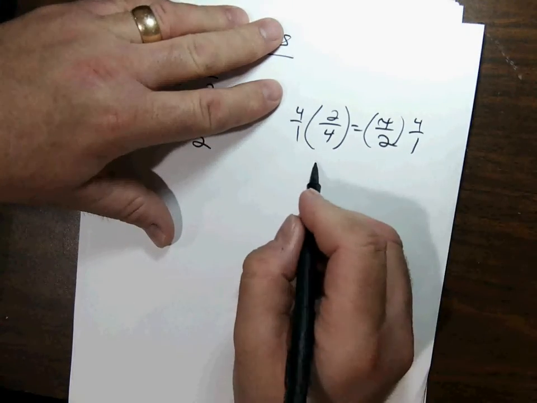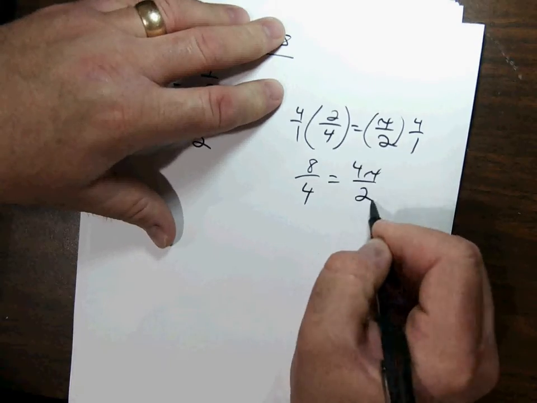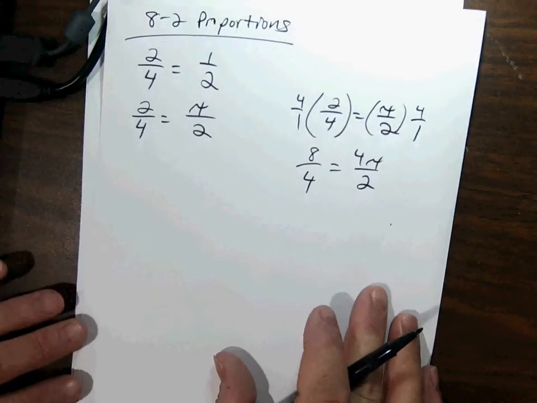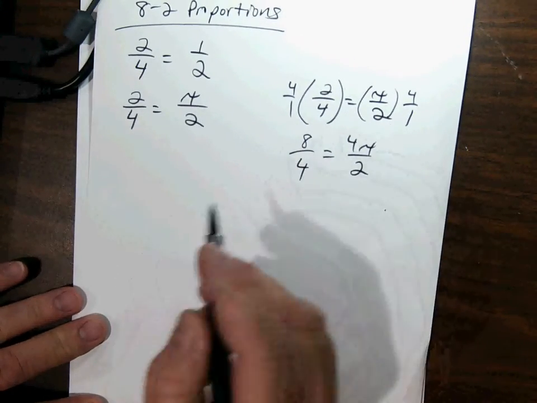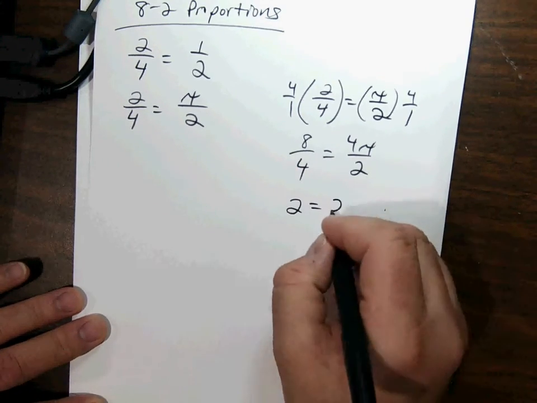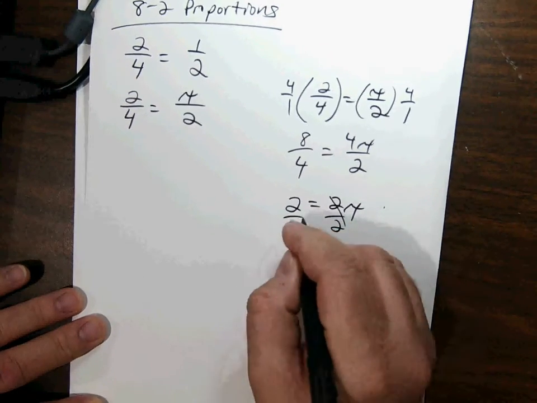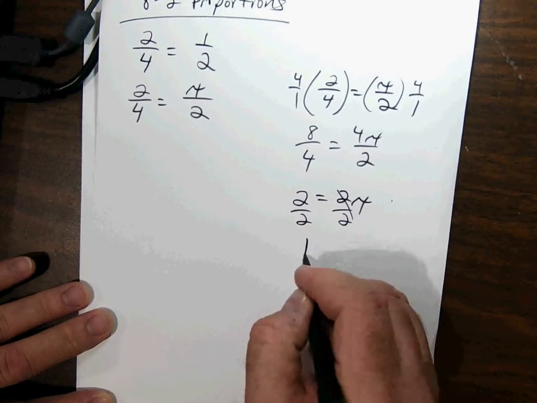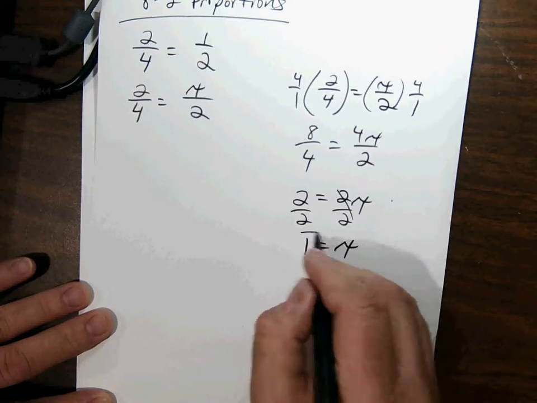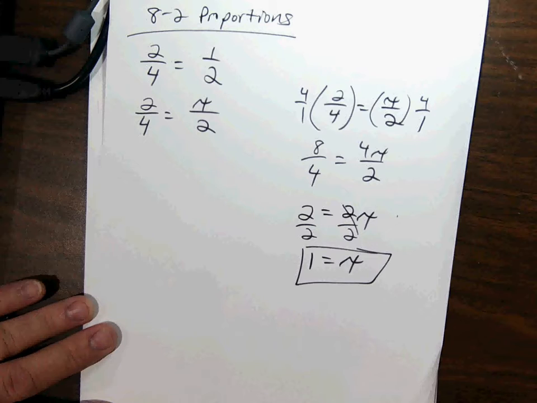So here I get, what, 8/4 equals 4x over 2, which immediately looks worse, but then all these fractions go away, we realize. Aha! 2 equals 2x. Now it's an easy problem to solve. Divide by 2, and we get 1 equals x, or x equals 1. Okay? We knew it was a 1, because 2/4 is equal to 1/2.